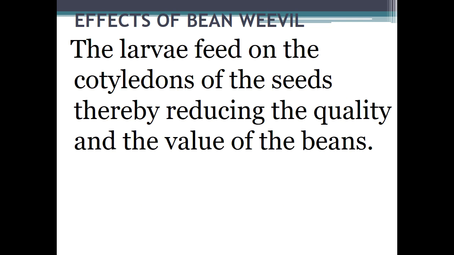Effect of bean weevil. The larvae feed on the cotyledons of the seed, thereby reducing the quality and the value of the beans. Remember, we say this larvae feeds on the cotyledons, that's the seed leaf of the beans. And once that happens, the quality of the bean is reduced, and therefore the value of the beans too is reduced.